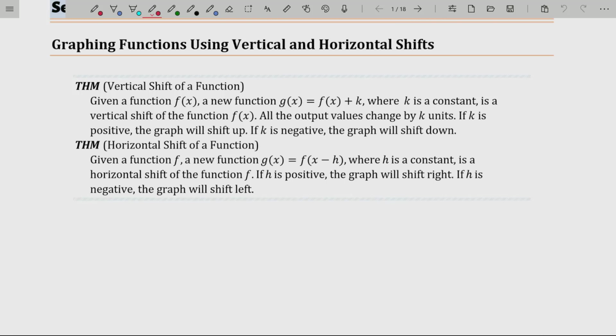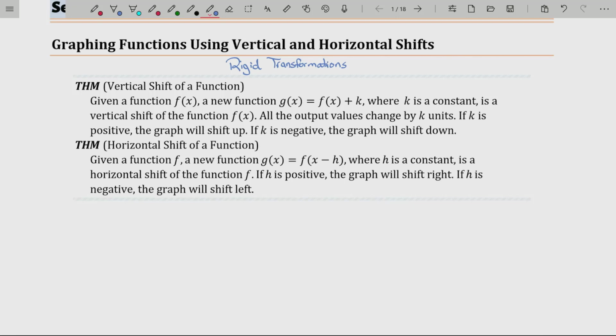These two are called rigid transformations. And that's because really they're not compressing the function or stretching it or bowing a function or anything like that. They're just literally moving left, right, up, down. They move that rigid object left, right, up, or down. Now, given this theorem, vertical shifts of a function.